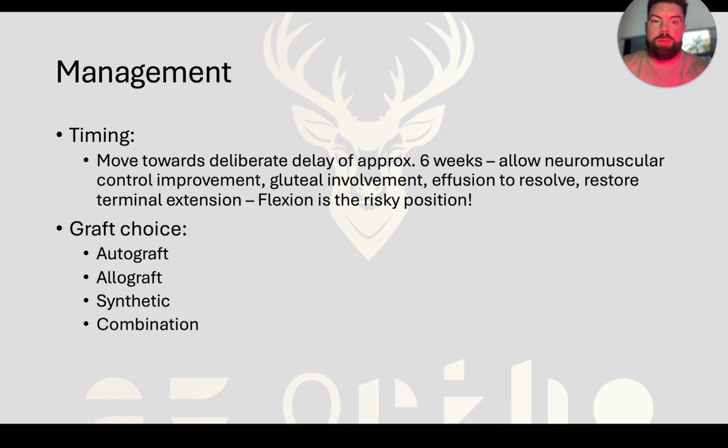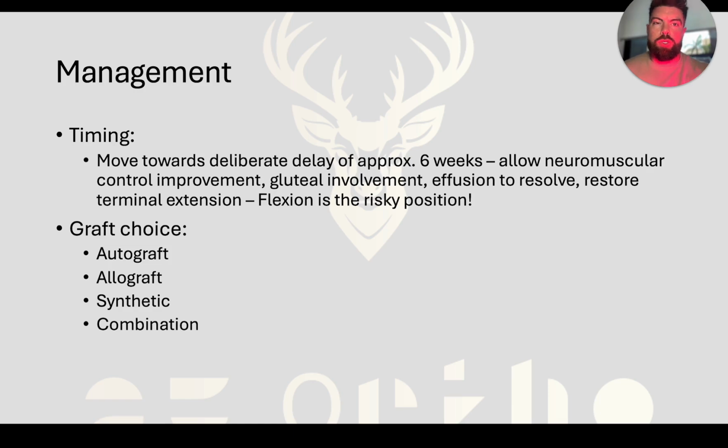The management of this would be timing, as I've mentioned already, and it's something to talk about in terms of what you're looking for. Ultimately, you want to make sure you get full extension. Full extension is vital because flexion is a risky position, subsequently followed by valgus and internal rotation.